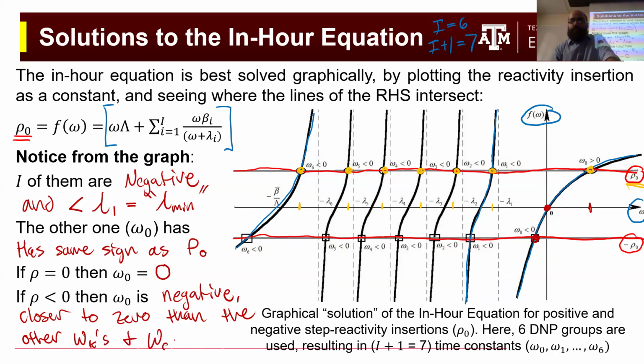And this value for the 0 time constant is bounded in between negative lambda 1 and 0. If you were to follow this graph this way, this omega naught is never going to be less than negative lambda 1. It doesn't matter how many delayed neutron precursor groups you have. When you plot this function, it's going to look like this. You're just going to have more vertical lines depending on how many groups you've got.